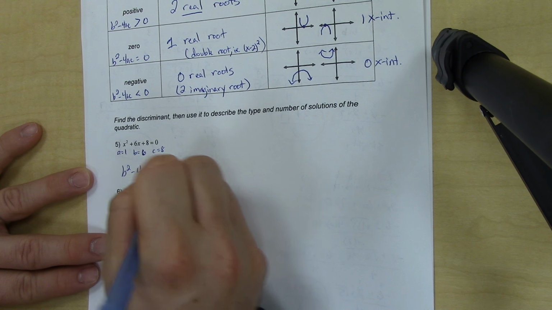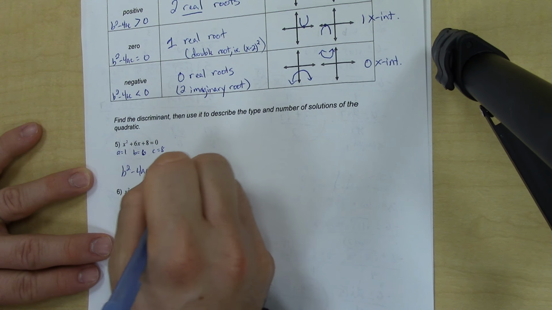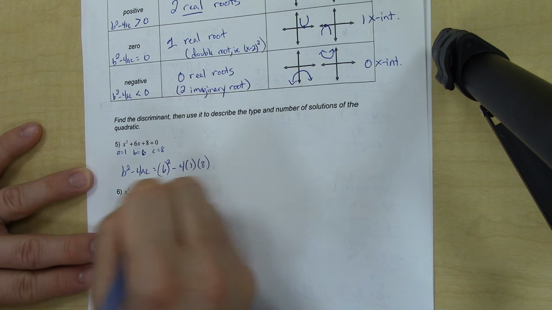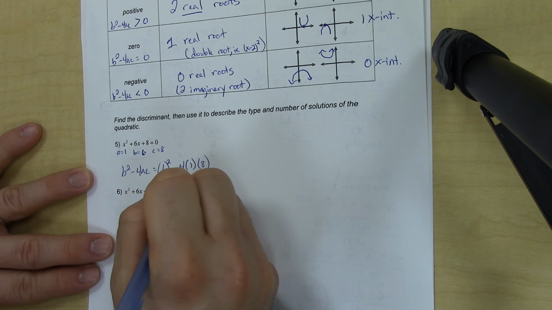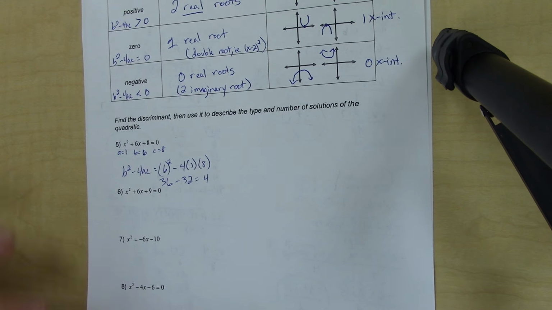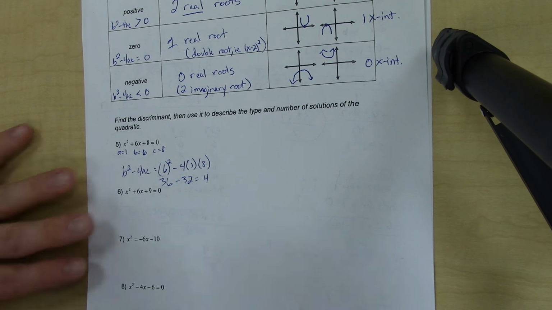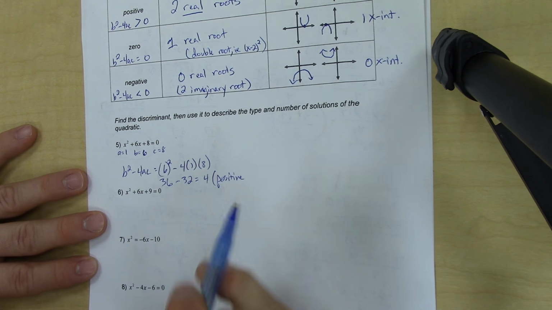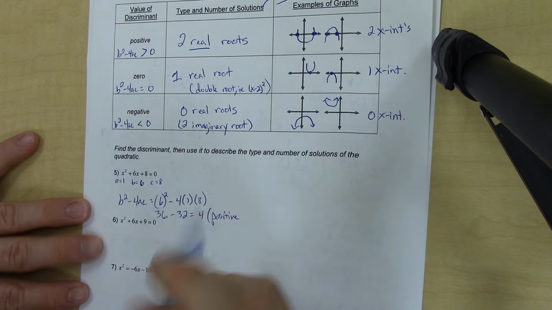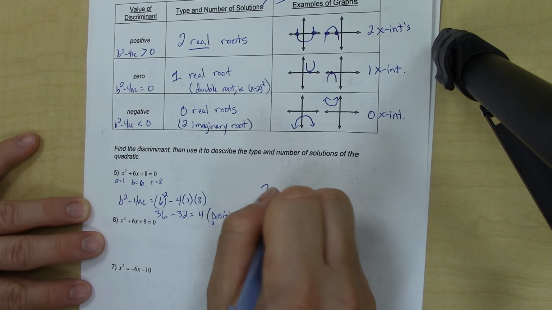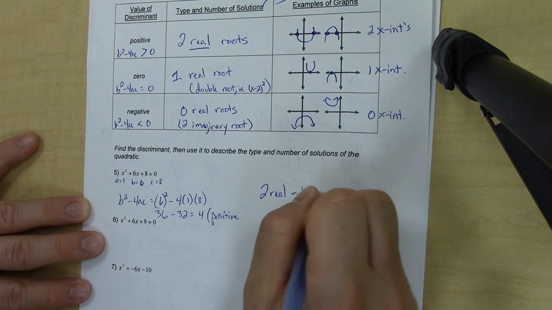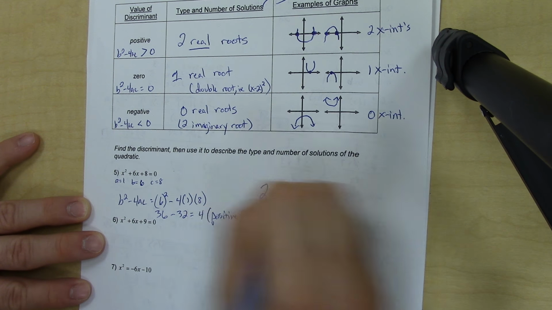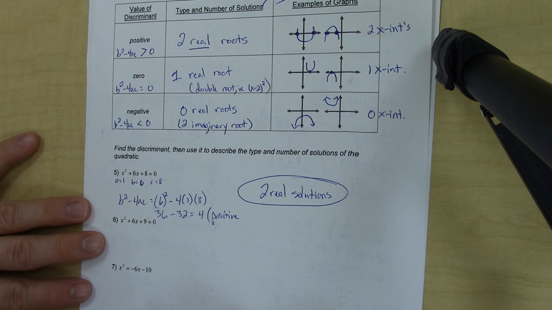Well, 6 squared minus 4 times 1 times 8 is 36 minus 32, so I get 4. I'm not worried about taking the square root of it. All I want to know is that this is positive. And if it's positive, based on what we set up above, it has 2 real solutions, or 2 real roots. They all mean the same thing, okay?